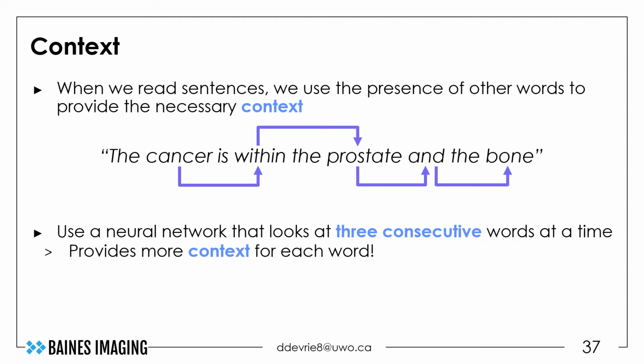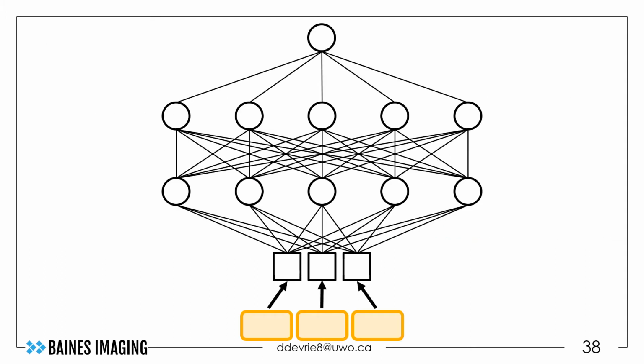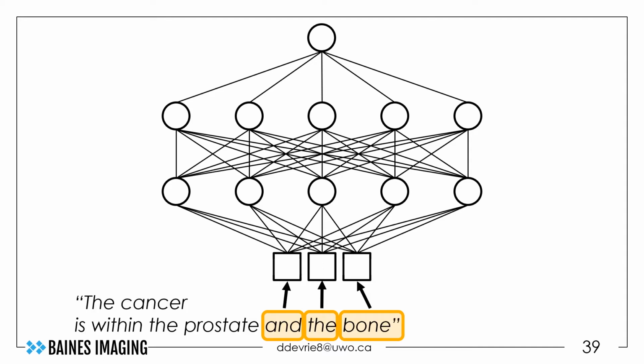So maybe we could design a network that instead of just looking at one word, looks at 3 consecutive words at a time, and that could provide more context. So in practice, what this would look like, again, we could have 2 hidden layers, 3 inputs, and all the layers are fully connected. And we can see we're taking 3 words from the sentence. So in the case where we have the cancer is within the prostate and the bone, maybe this would help us produce a classification for these 3 words. And then we could use a similar voting scheme.